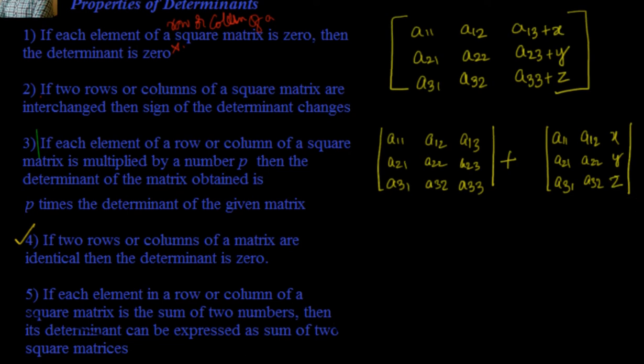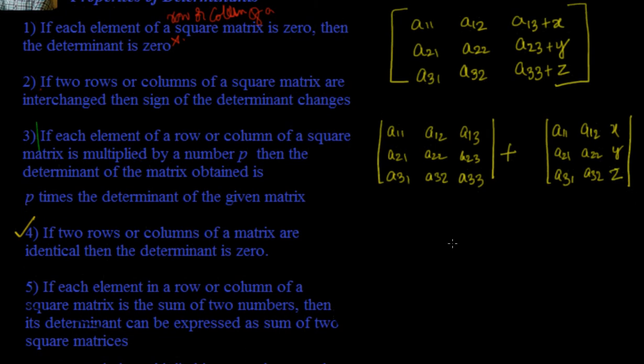Now, how to prove this? Very simple. You can try it out, but I will tell you how to do this. Let's take this column as the candidate to find the determinant. That means I am going to take this particular column to find the determinant. Now see here.